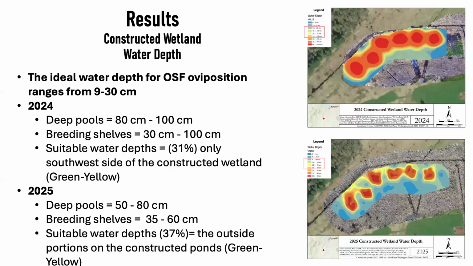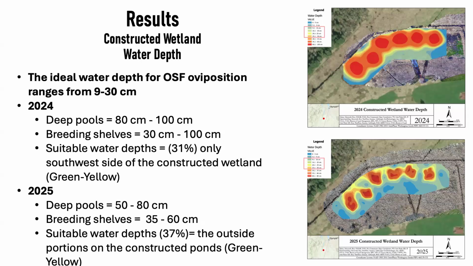Okay, now we get to the fun part, the results. So as a reminder, the ideal water depth for Oregon spotted frog oviposition ranges from 9 to 30 centimeters. So the deep excavated pools had water depths of 80 to 100 centimeters, and the breeding shelves had water depths of 30 to 100 centimeters. And we're talking about 2024 right now, which is the top photo in the top map on the screen. And so both of those are too deep for suitable Oregon spotted frog oviposition conditions.